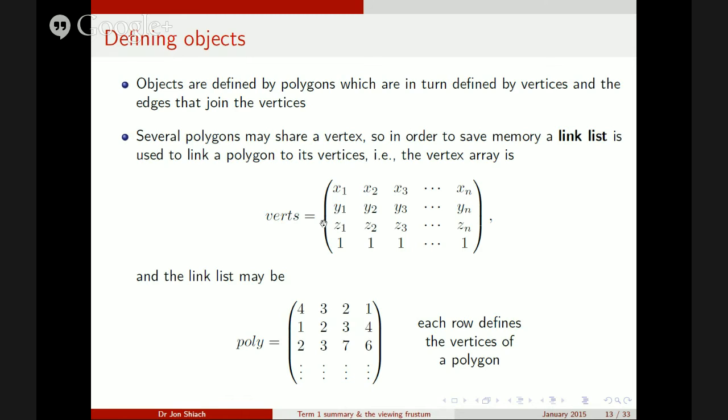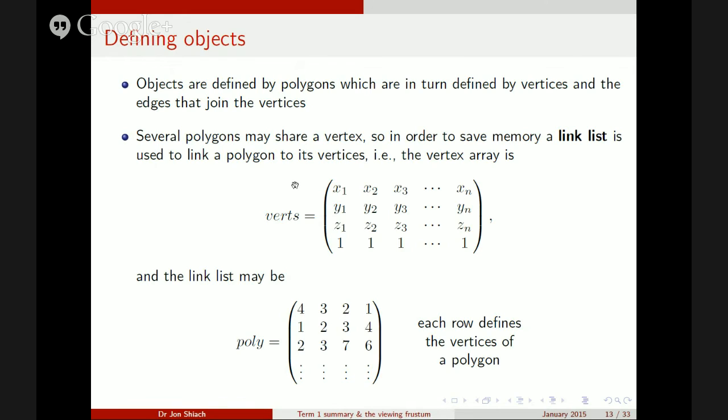Now, several polygons may share the same vertex, and you don't want repeated coordinates in your verts array. So what we do is have a list that links each polygon to its vertices in the vertex array. For example, this is my linked list, which I've called poly. The first row says this polygon has 4 vertices, and it's using the 4th vertex in the array, and the 3rd, and the 2nd, and the 1st, in that order.